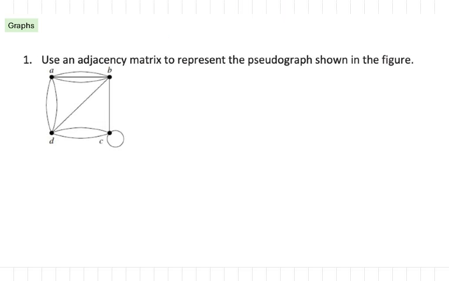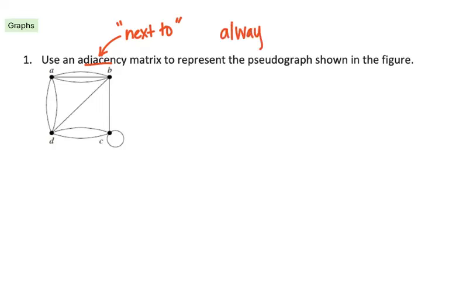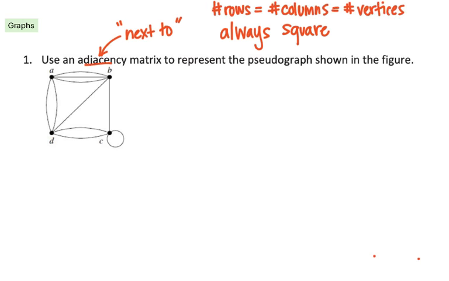All right, now we're going to move on and talk about an adjacency matrix. Adjacent, remember, adjacent means next to or in the neighborhood of. So when we talk about an adjacency matrix, we're talking about the vertices. There's A, B, C, and D. An adjacency matrix, by the way, is always going to be square. And when I say square, it means the same number of rows and columns.